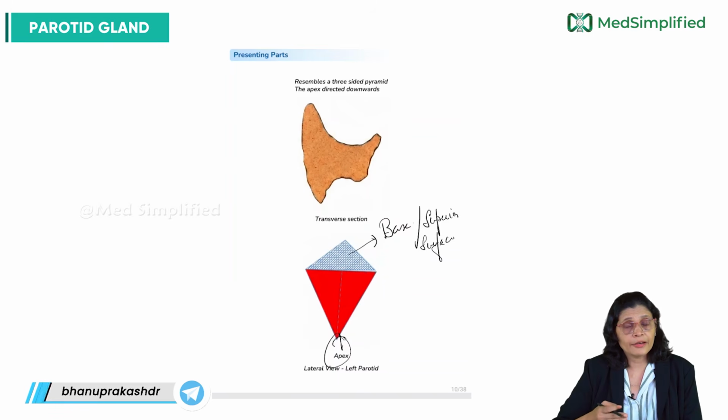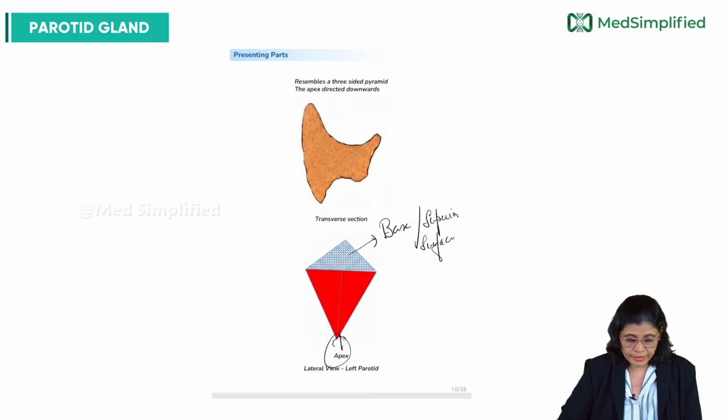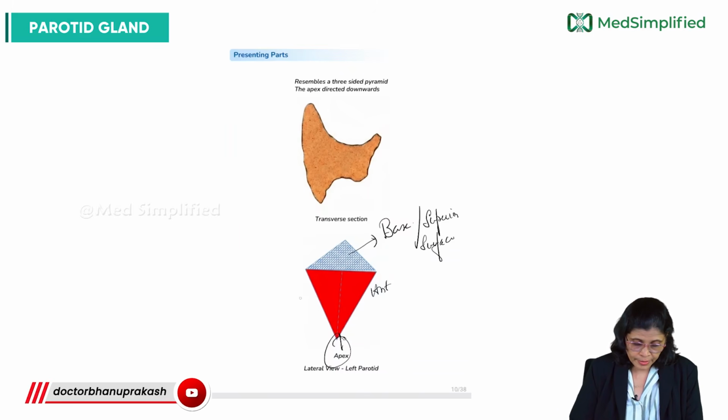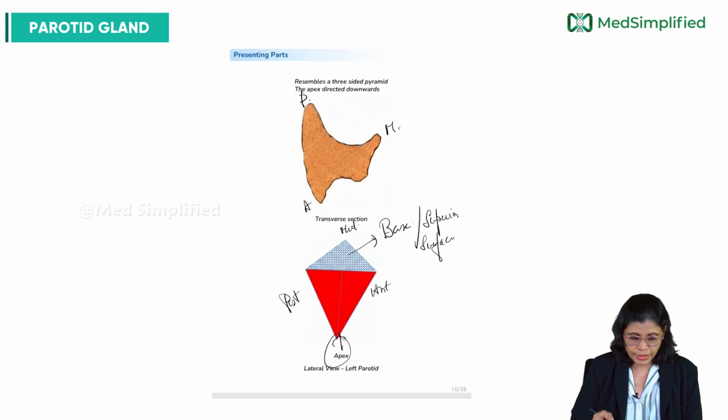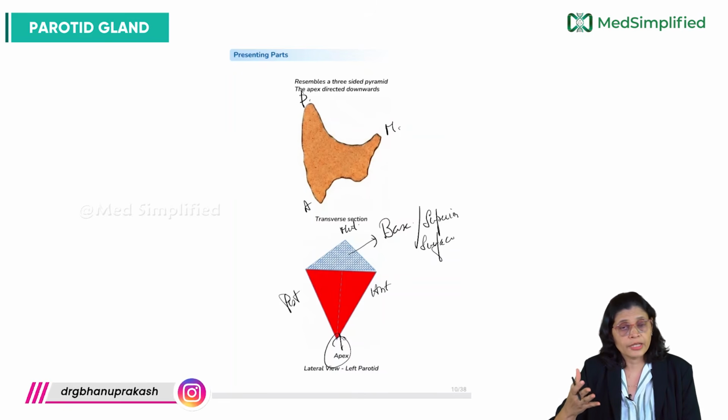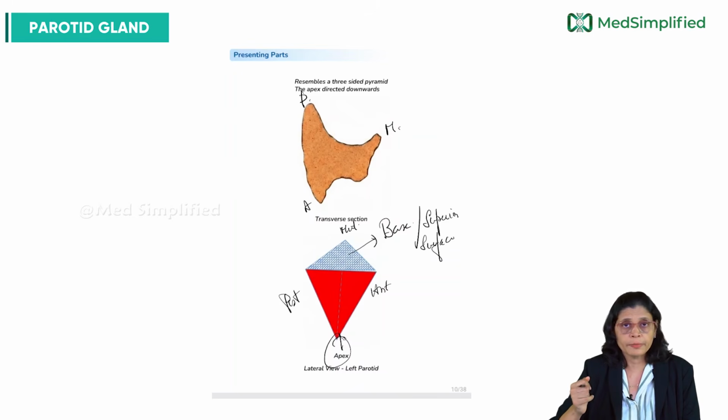Then it will have three borders: the anterior border, the posterior border as well as the medial border. And this is the transverse section where we can see the medial border, anterior and posterior border. Here certain structures, the nerves and blood vessels, are in relation to these borders and surfaces. So we need to understand the anatomy of the parotid gland and the structures in relation to the surfaces and borders of the parotid gland.